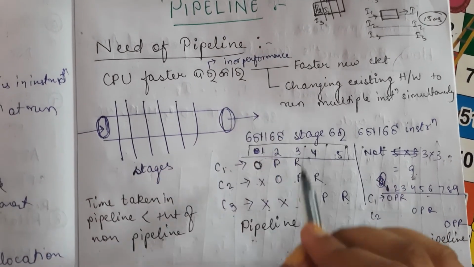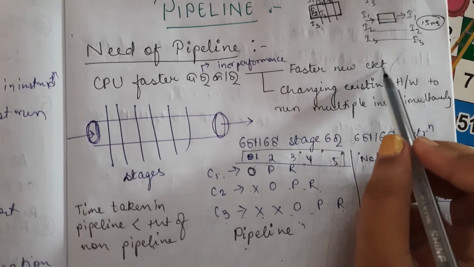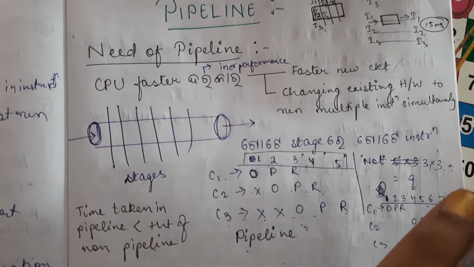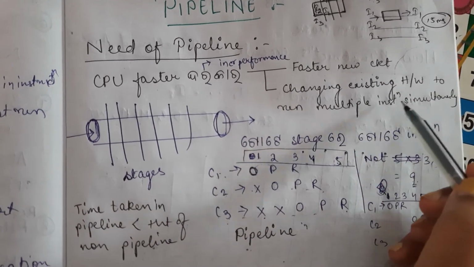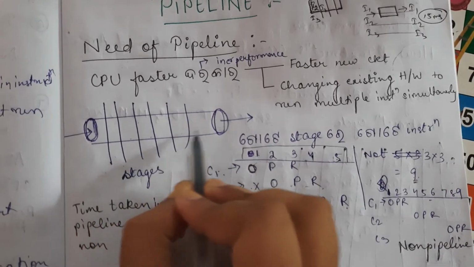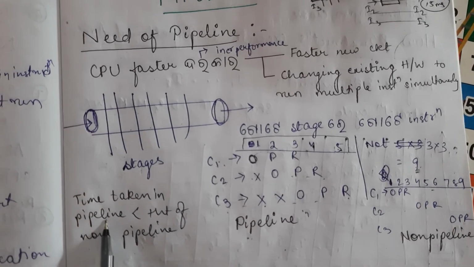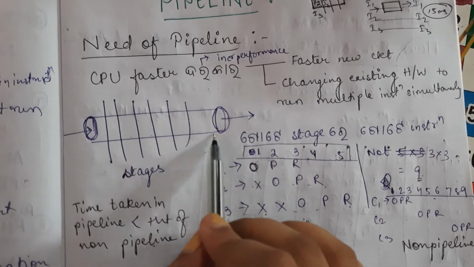Pipelining can be achieved in two ways: either by using a faster new circuit, that is, we need to buy or use extra hardware, or by changing the existing hardware to run multiple instructions simultaneously, that is, by dividing the whole architecture. So the time taken in pipelining is less than that of the non-pipelined architecture. Here we have multiple stages.